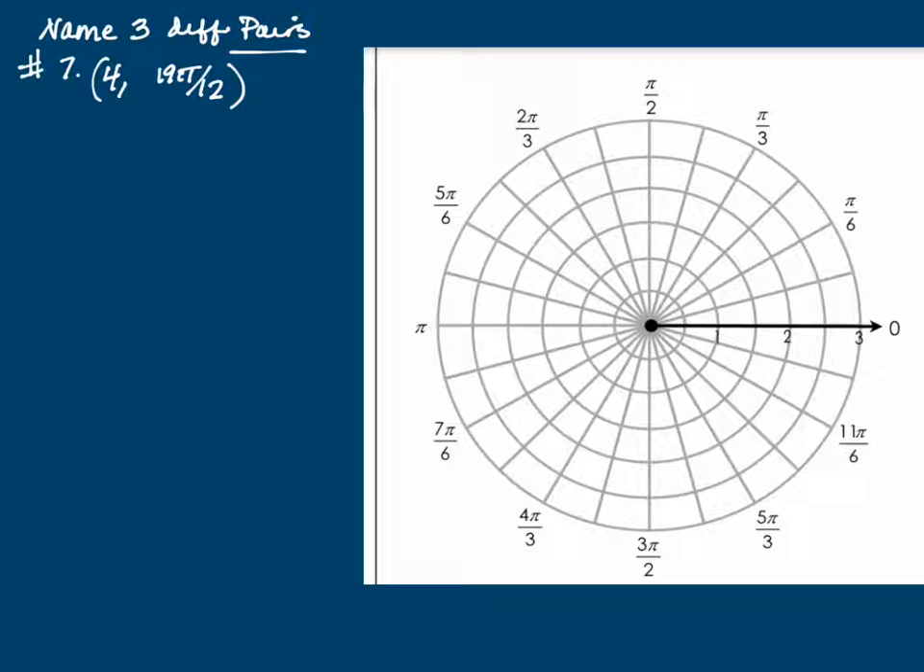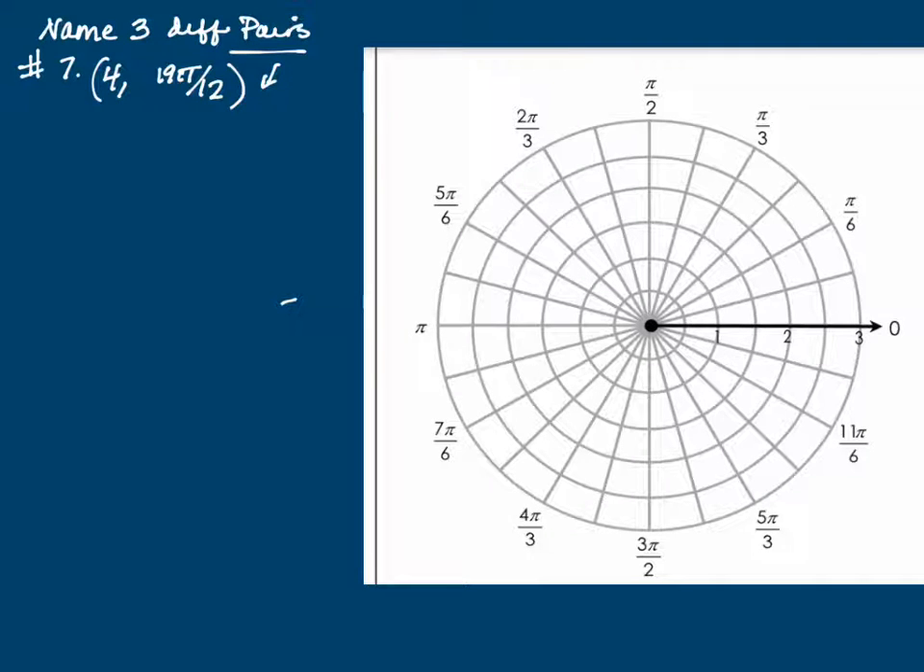Okay, this is number 7. And it asks you to name 3 other pairs of polar coordinates. So you don't have this unit circle. You don't have this polar coordinate on your paper, but I'm going to use one to find my other points.